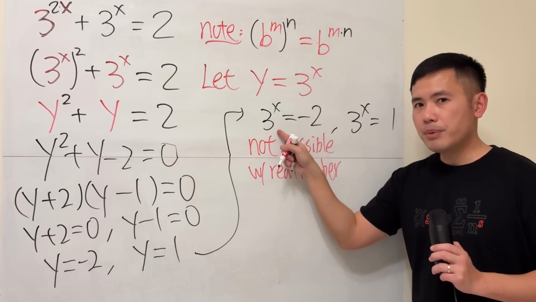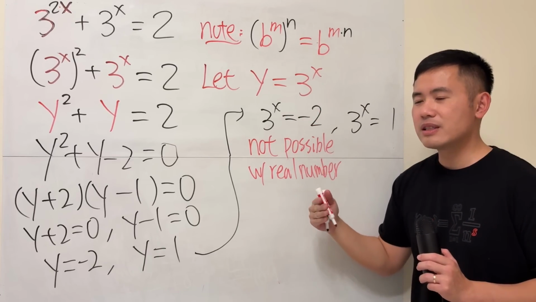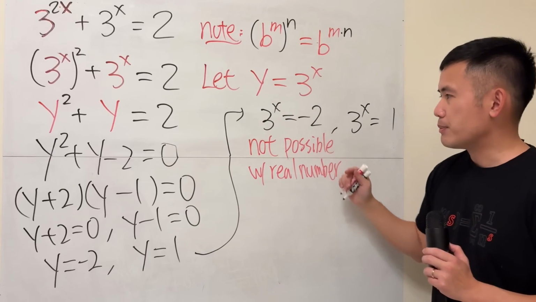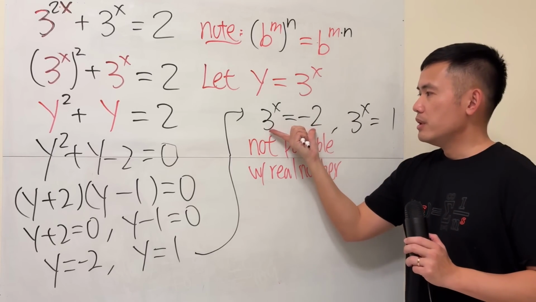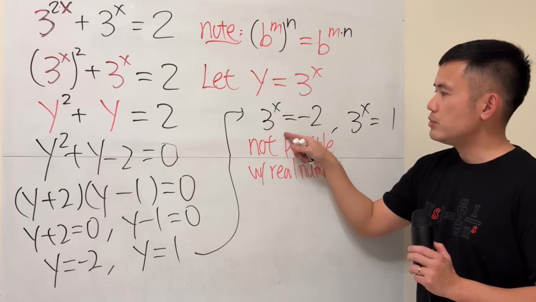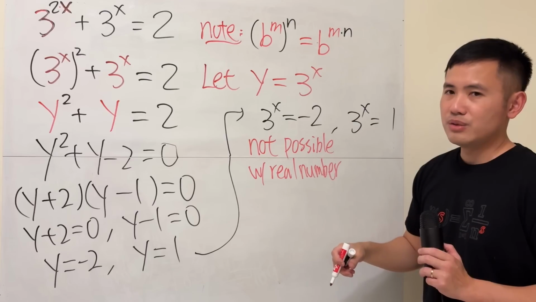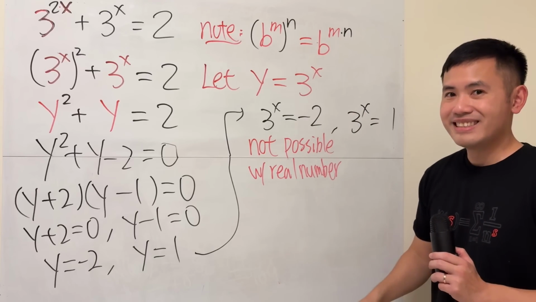In fact, it's possible if you do complex number, but most of the time we don't do that in like a pre-calculus or algebra 2 level for exponential equations. So this right here, you just don't even consider that. If you take log base 3 on both sides, then you will still see that you don't get any solution for it. So don't worry about it.